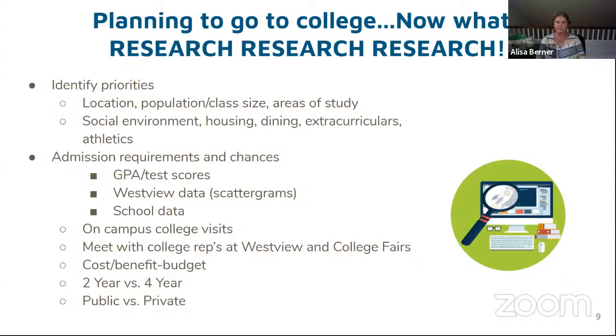Once you have identified these things, you'll need to start to research if the school is a fit for you academically. On your spreadsheet, did I mention that you're going to need to write all this down and keep track of it? And along with your priorities, I actually have a sample in just a moment. But what is their average GPA admit rate? What is it for Westview students? Oftentimes that's different. So this data can be accessed on Naviance.